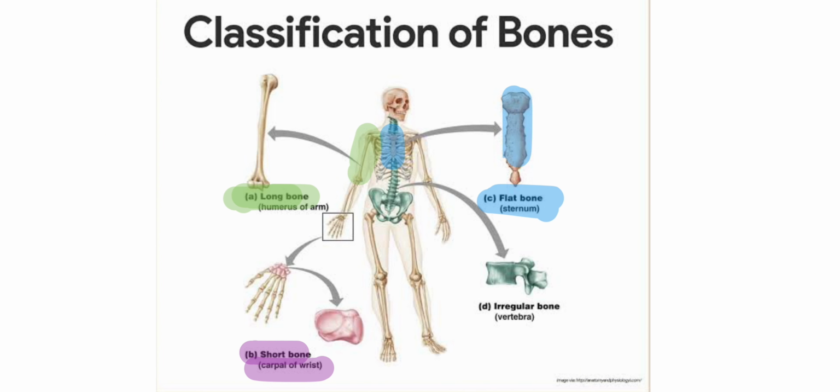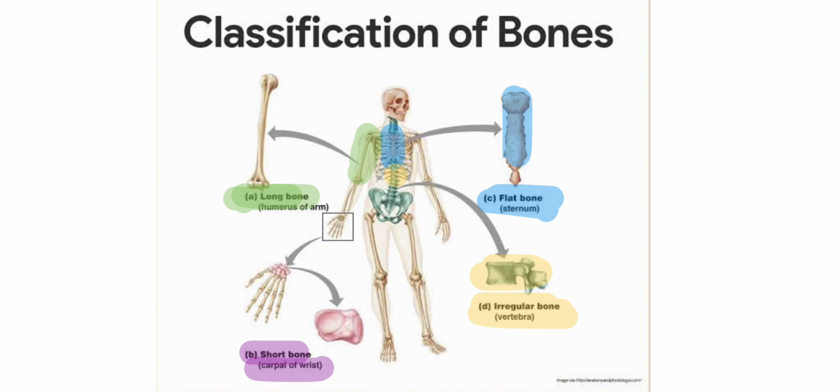Last type of bones is irregular bone. These irregular bones include the vertebrae, coccyx, sacrum, temporal, ethmoid, sphenoid, zygomatic, mandible, maxilla, inferior nasal conchus, palatine, and hyoid.